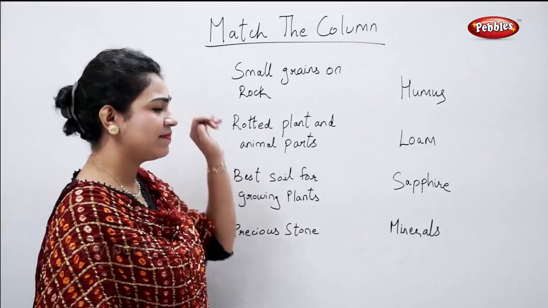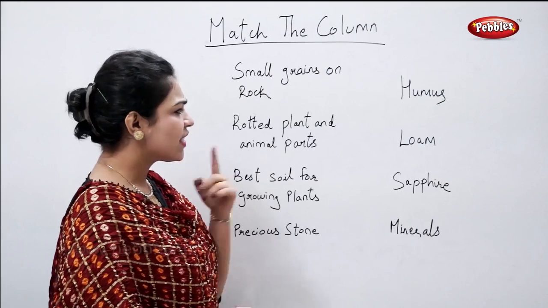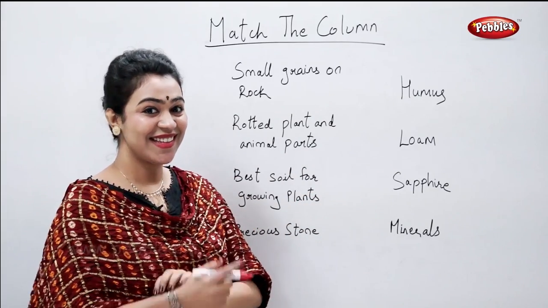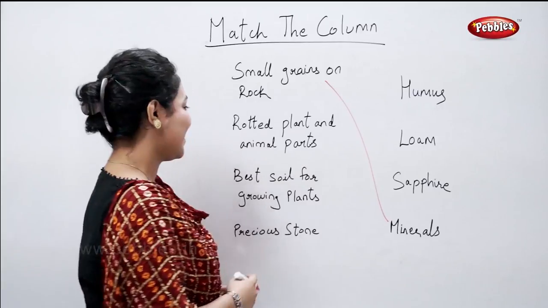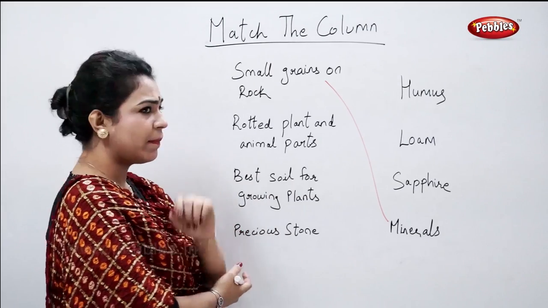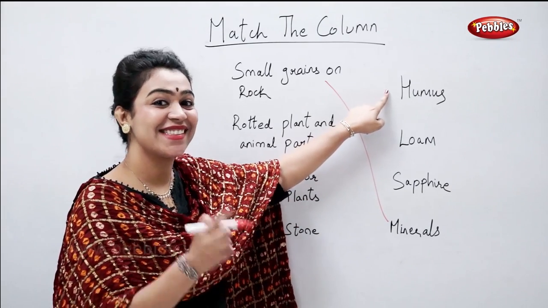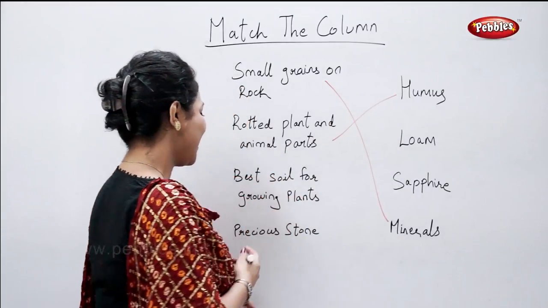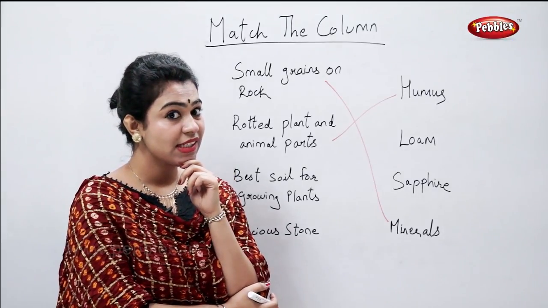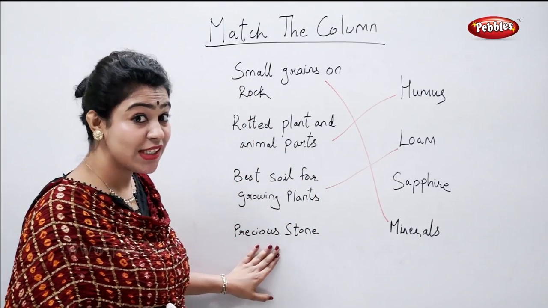Small grains on rock. Now tell me, what are the small grains on rock called? Is it called sapphire? No. It's called minerals. Right. Rotted plant and animal part. What contains rotted plant and animal part? Humus. Correct. Best soil for growing plants. Which is the best soil for growing plants? Yes, that's loam. And an example for precious stone is sapphire.